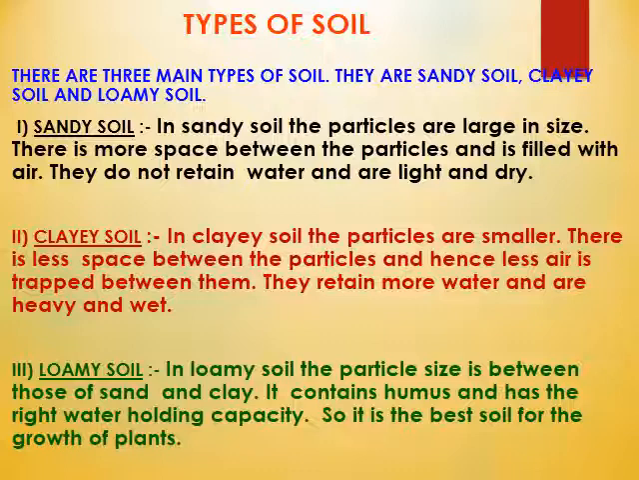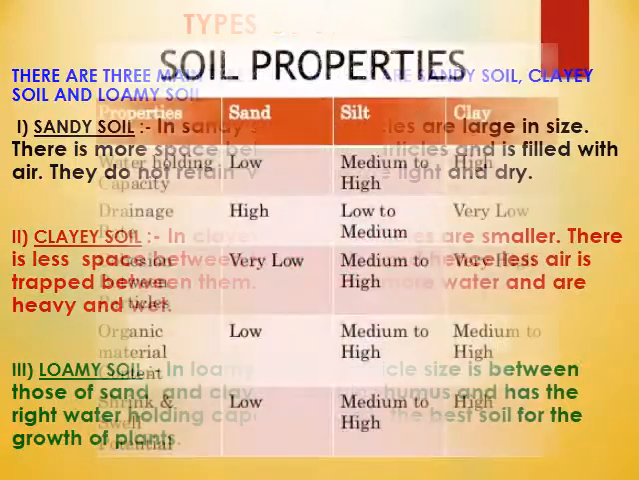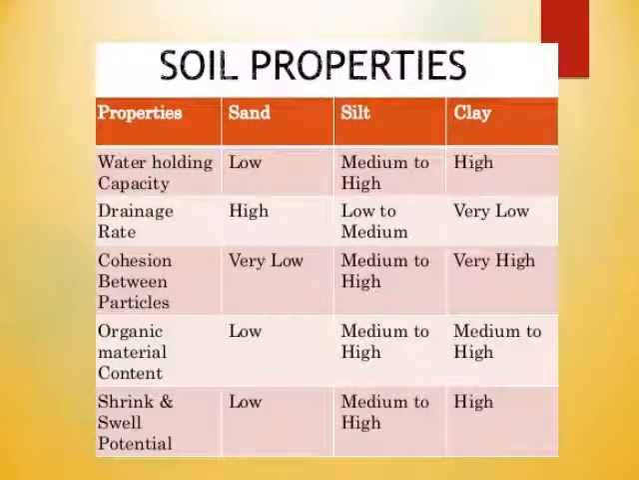Loamy soil. In loamy soil, the particle size is between those of sand and clay. It contains humus and has the right water holding capacity. So it is the best soil for growing the plants. This is a comparative table of the different kinds of soil, sand, silt and clay based on their properties.